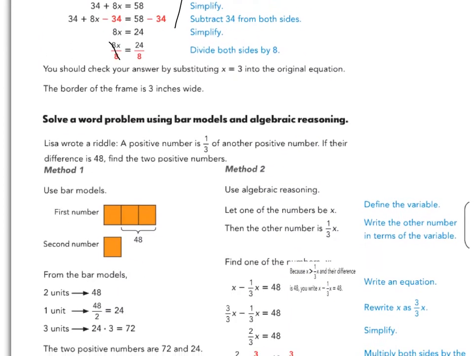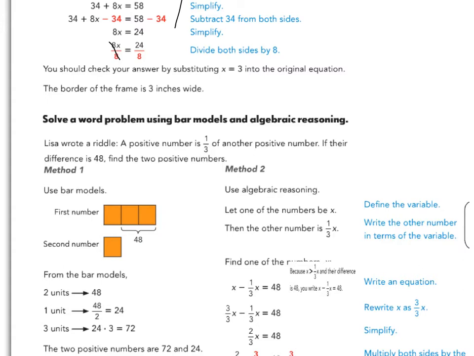So now it says to solve a word problem by using bar modeling. All right, with the bar modeling, it says Lisa wrote a riddle. A positive number is 1/3 of another positive number. If their difference is 48, find the two positive numbers. Okay, so let's make a picture. A positive number is 1/3 of another positive number, so the first number is something, and the other number is 1/3 of that.